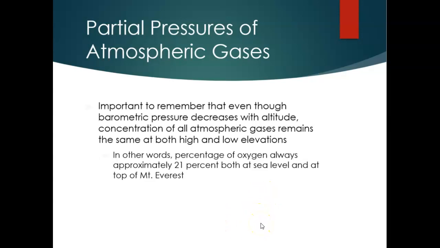So it's important to remember that even though the barometric pressure lowers on top of Mount Everest, that concentration of oxygen is still 21%. It's 21% at sea level. It's 21% on top of Mount Everest. It's 21% in Sheboygan, Wisconsin, Fond du Lac, Wisconsin. Any place on Earth, the concentration of oxygen is always going to be 21%. But those barometric pressures are going to change, and that is going to change the alveolar oxygen tension pressure.